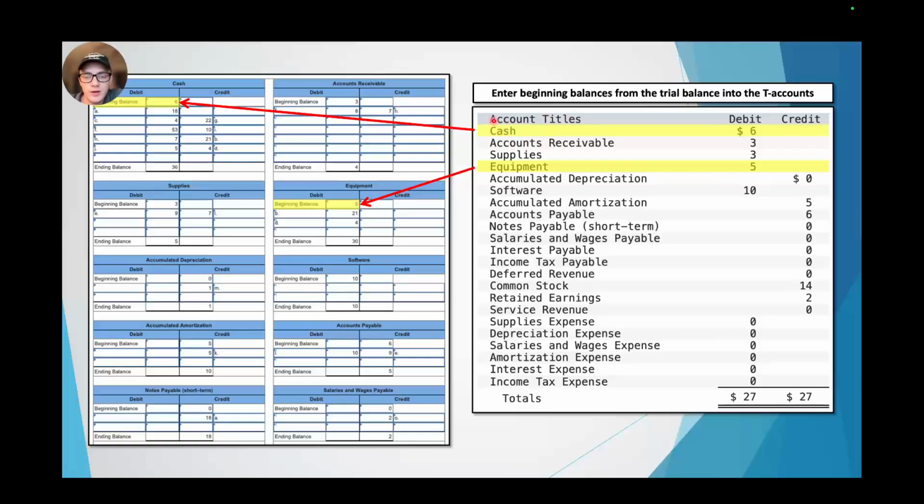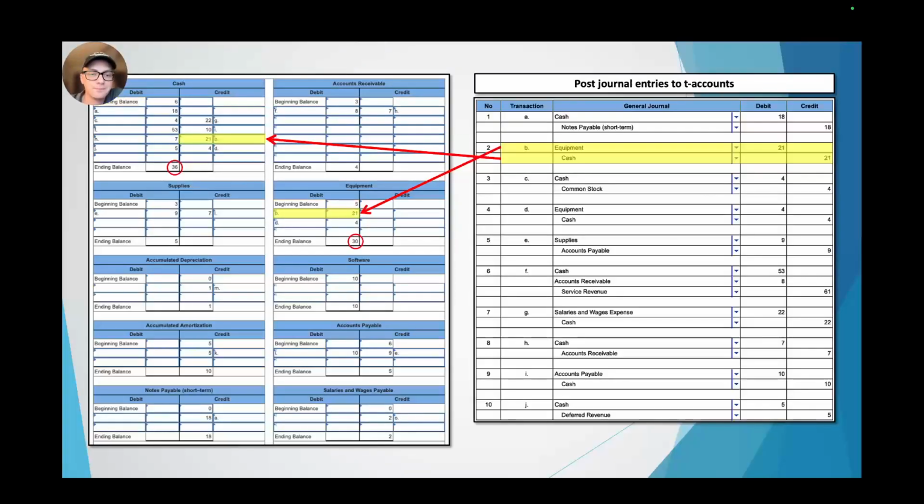Some of these are just highlighted for example purposes, so we don't have to waste 3 hours of your time going through every single one of these. Basically, our trial balance for cash is $6, so we'll pull that right over here. This says beginning balance for $6. That matches here, $6. Equipment for $5. Same thing, debit that for $5 for our beginning balance. And that'll all flow through every single one of these. So accounts receivable, $3. Supplies, $3. Boom. And like I said, that'll go to every single one of these and all the other T accounts.